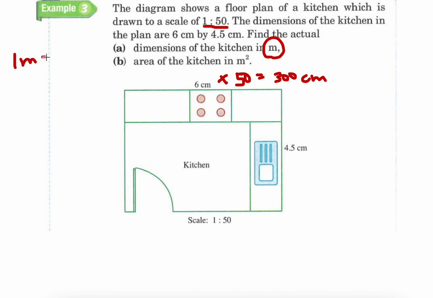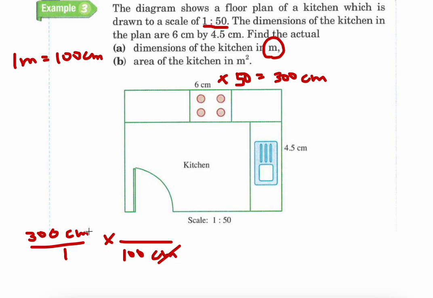I still need to change it into meters. Okay, if I look it up, 1 meter equals 100 centimeters. So in order to change 300 centimeters now into meters, I got to take that information and convert it. 100 centimeters on the bottom, so that bottom and top can cancel out, and 1 meter on top. Okay, so this is a division then. 300 divided by 100 is 3. So it's actually 3 meters. That's the length. Okay.